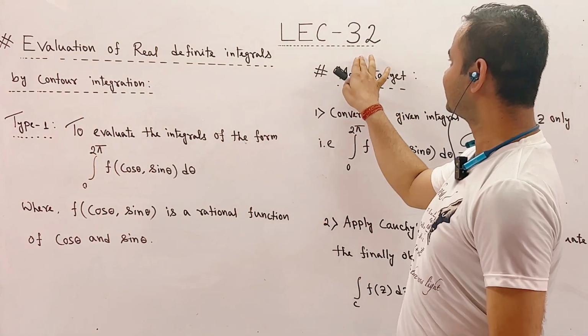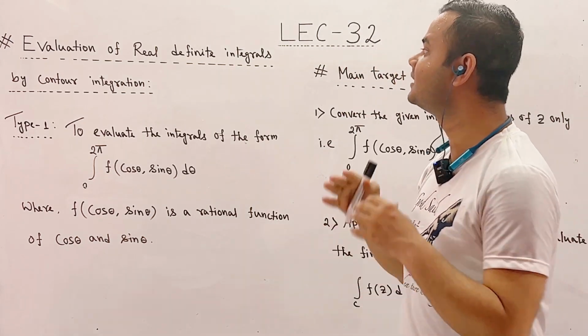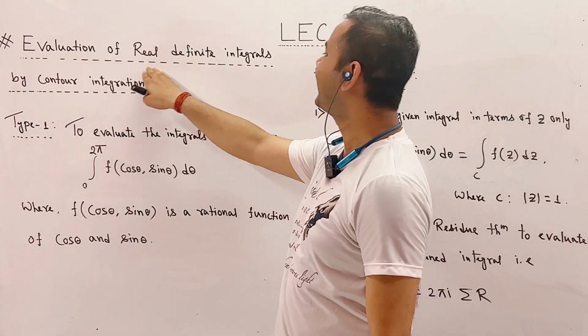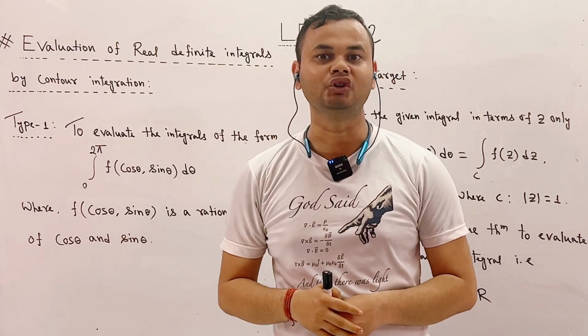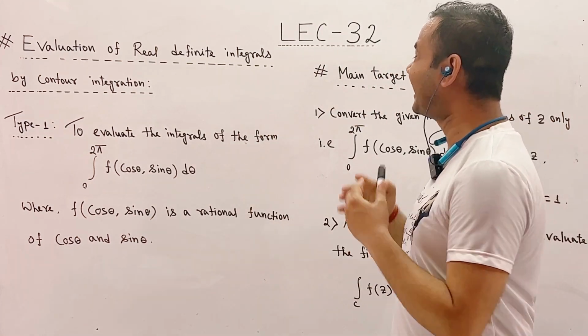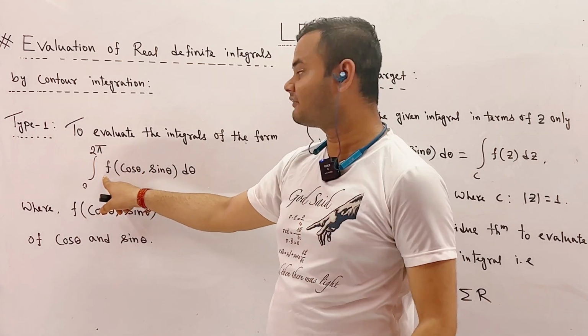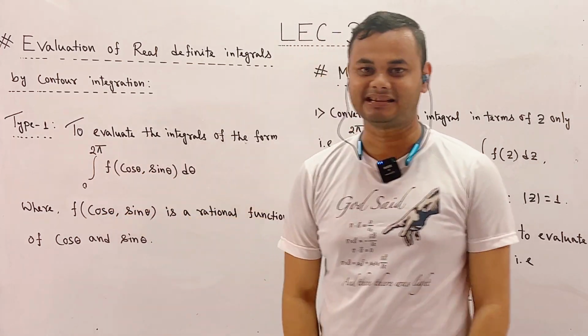This is lecture number 32 on complex analysis, and today's topic of discussion is evaluation of real definite integrals by contour integration. Students, first we will learn how to evaluate the integrals of this type, where f is the rational function of cos theta and sin theta.